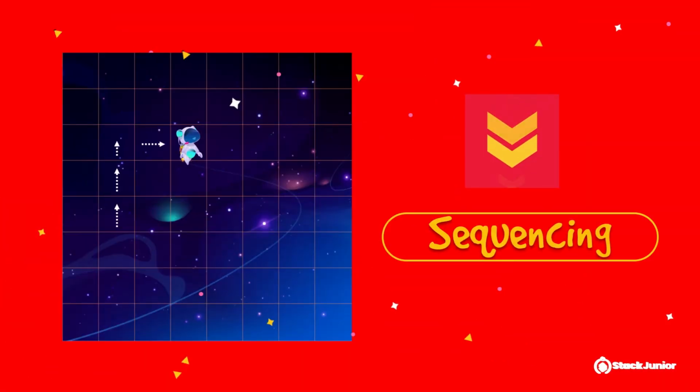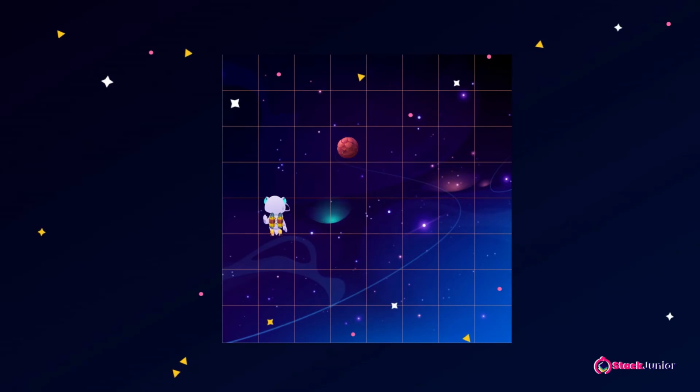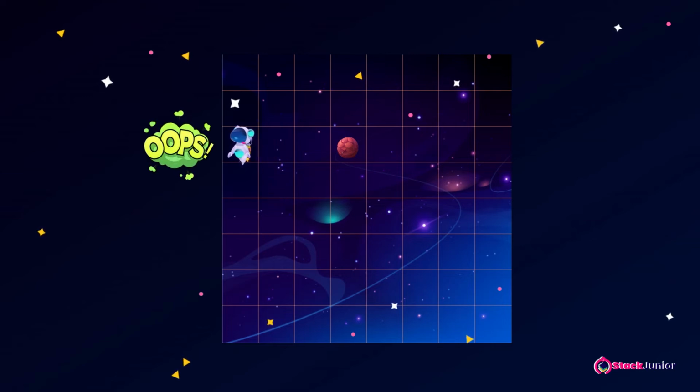This is sequencing. RoboX got the space rock because the sequence is correct. If RoboX moves up, moves up, then moves left. Oops. RoboX can't get the space rock because the sequence is not correct.